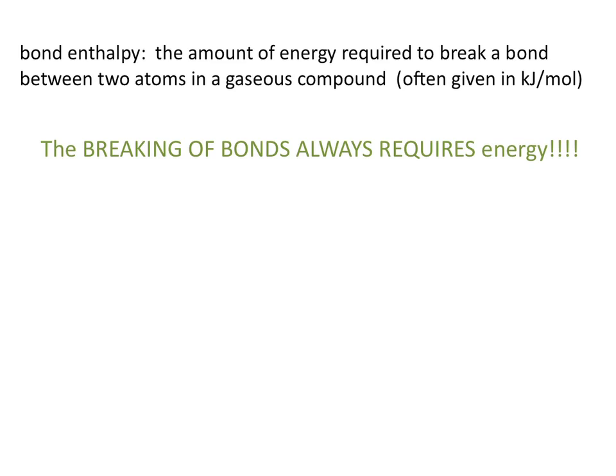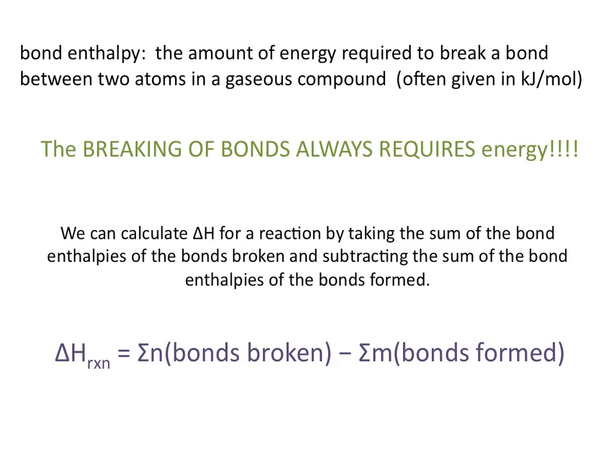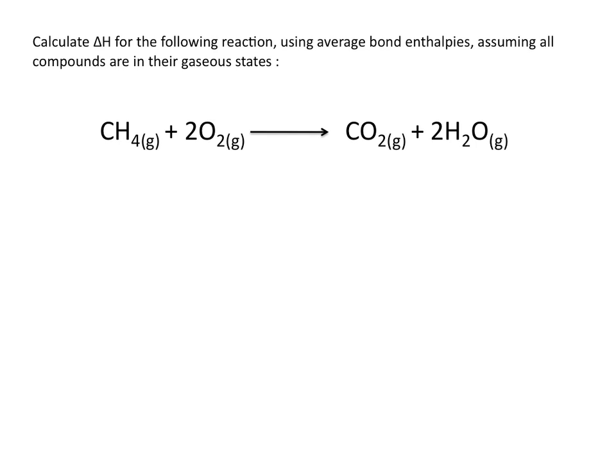Something that's important to remember is that the breaking of bonds always requires energy, and it's typically the formation of bonds that releases energy. So one way that you can calculate the enthalpy change for a reaction is by taking the sum of the bond enthalpies of the bonds broken and subtracting the sum of the bond enthalpies of the bonds formed. And in this equation, N and M stand for the number of moles of each type of bond. So let's try an example.